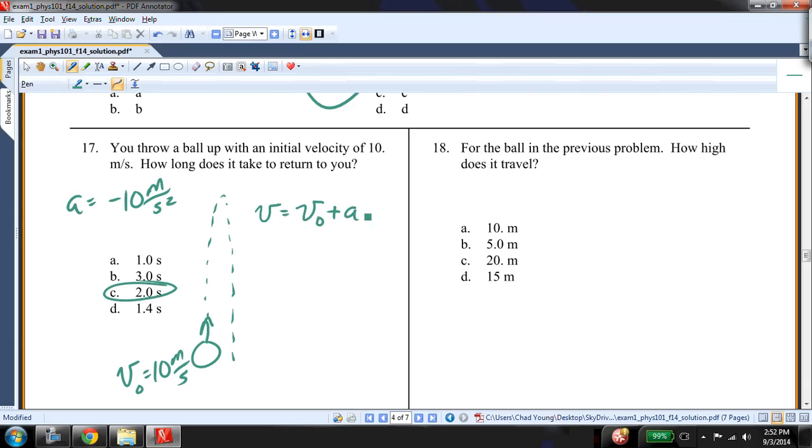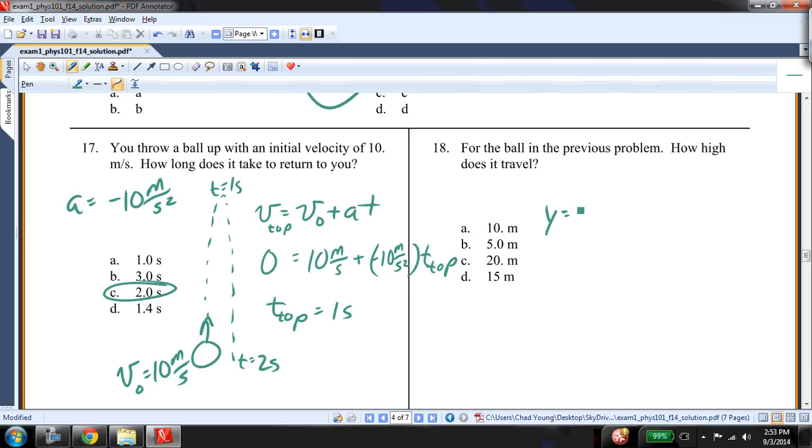V equals V naught plus AT. At the top, the velocity equals 0. Our initial is 10 plus negative 10, that's my acceleration, times t top. That's the time to get to the top. And then you solve for this and you find that t top equals 1 second. So it takes t equal 1 second to get here, and then another second to get down here, so that's t equal 2 seconds.